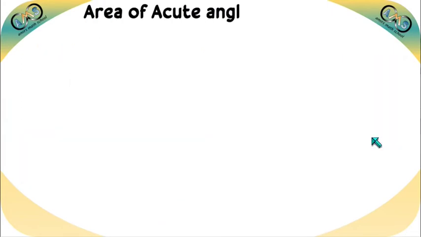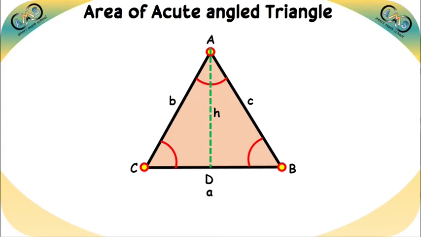Now, the area of the acute angle triangle. In case of an acute angle triangle, all three angles are less than 90 degrees. That is, all three angles are acute. So this one is the acute angle triangle. That is ABC, and this one is the height. Now, we know the area of the triangle is half times base times height. We want to find the value of this height in terms of this B and this angle, that is, in terms of one angle and one side.